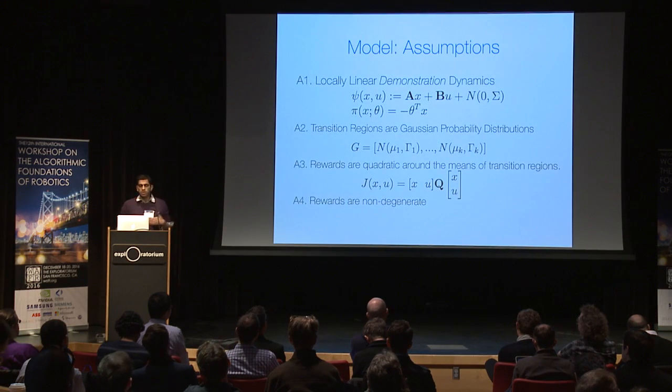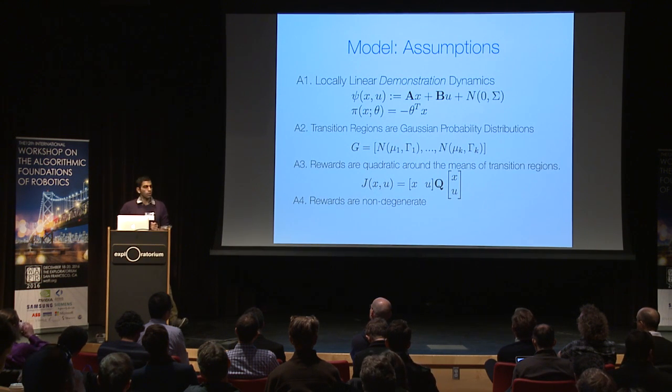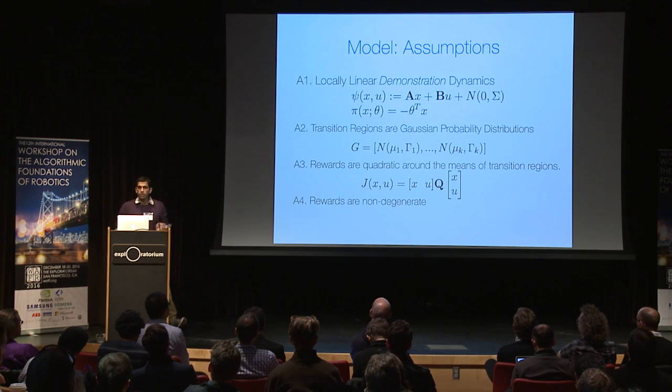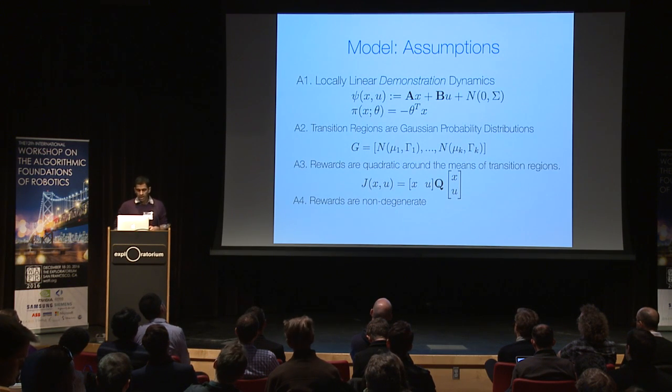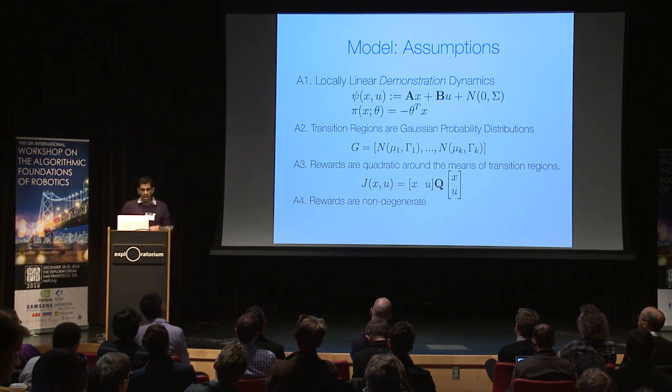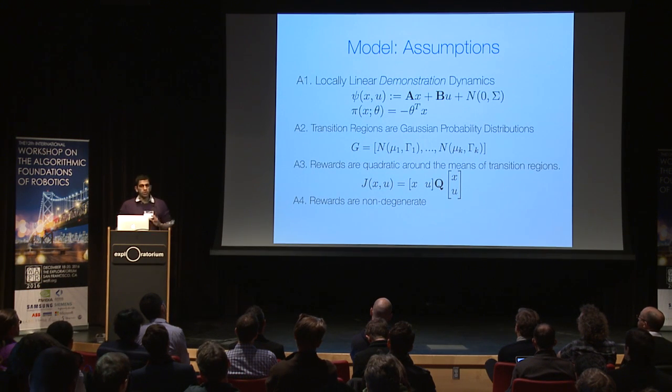Because this is an initial step in this direction, we made a bunch of simplifying assumptions, and we explored the case where the system is a linear quadratic Gaussian system. That means that locally, the agent is applying linear control, the transition regions are also Gaussian probability distributions, and our cost functions are quadratic. We also make some regularity assumptions about non-degeneracy of the particular rewards, which I encourage you to read about in the paper.